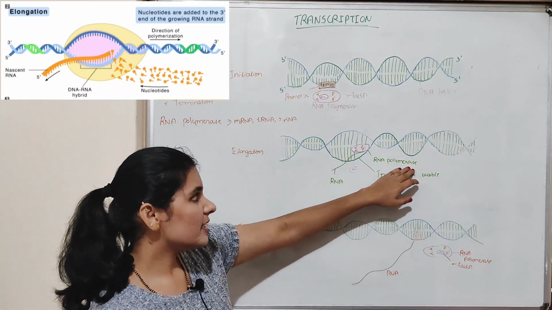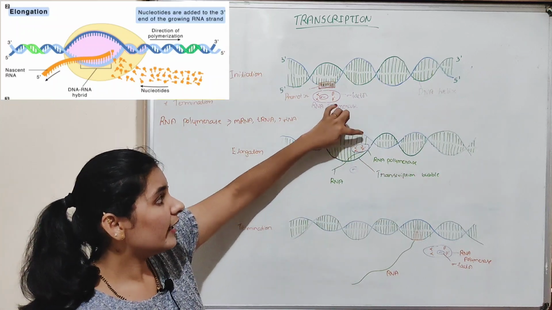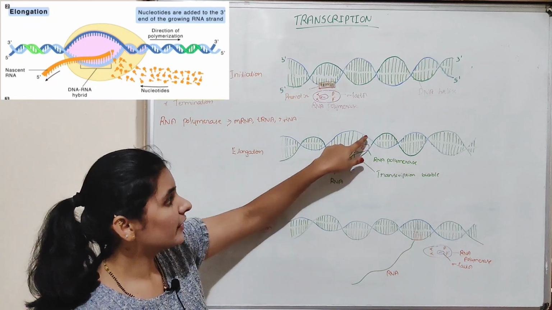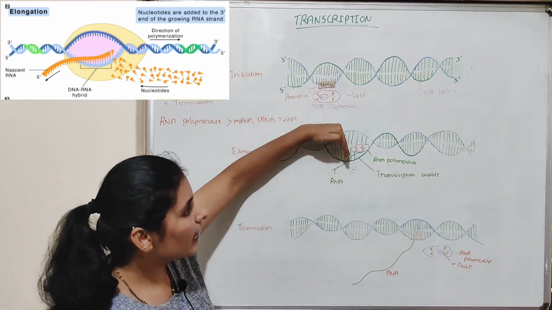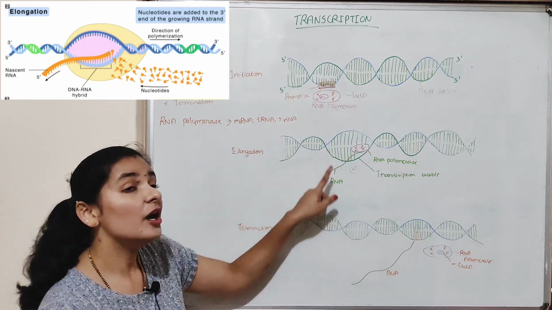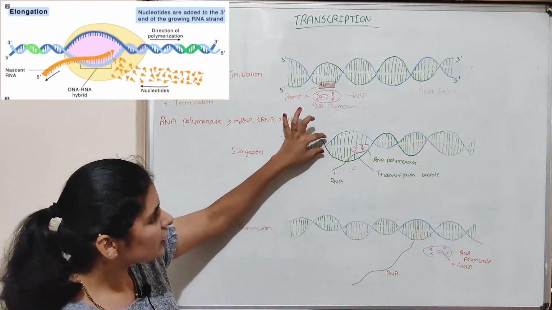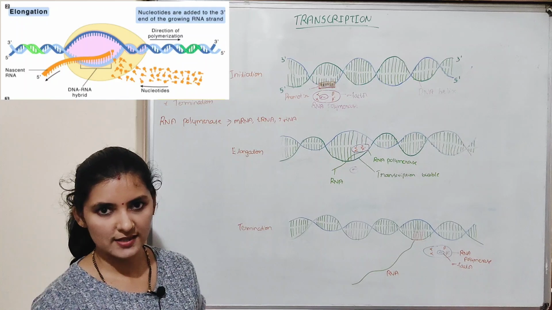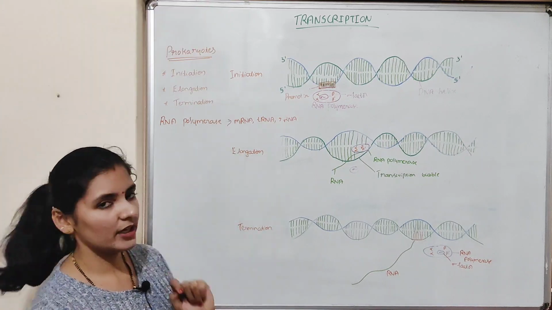This RNA polymerase enzyme has both unwinding and rewinding activities. RNA polymerase will continuously unwind the double helix ahead of the polymerization site. Meanwhile, it will rewind the complementary DNA strand behind the polymerization site. So that is about the elongation step.